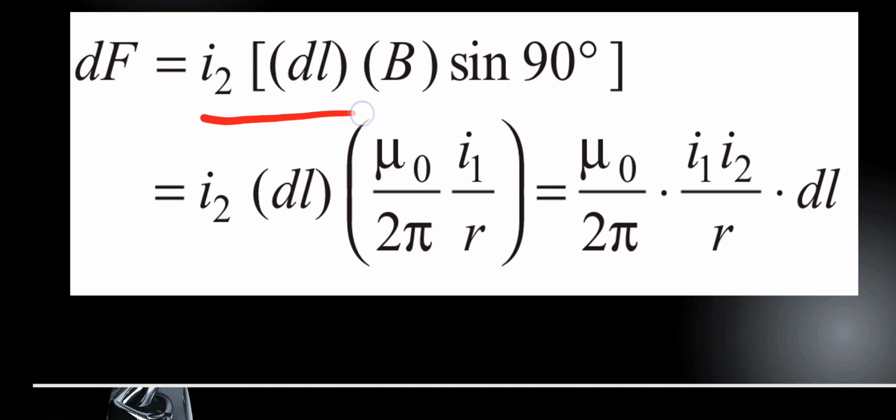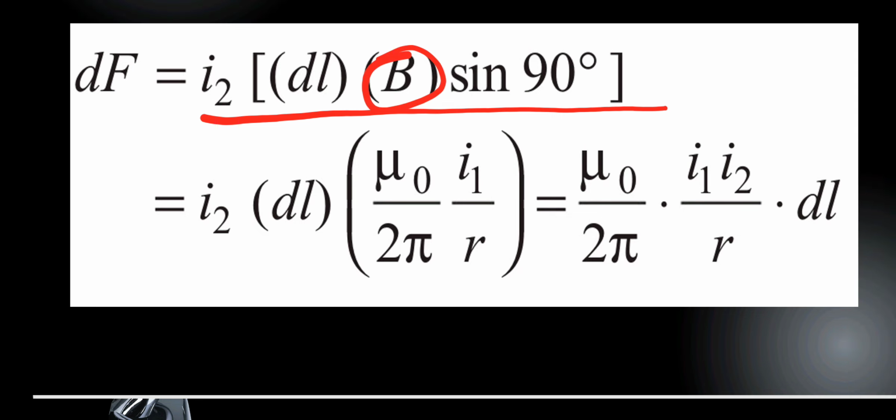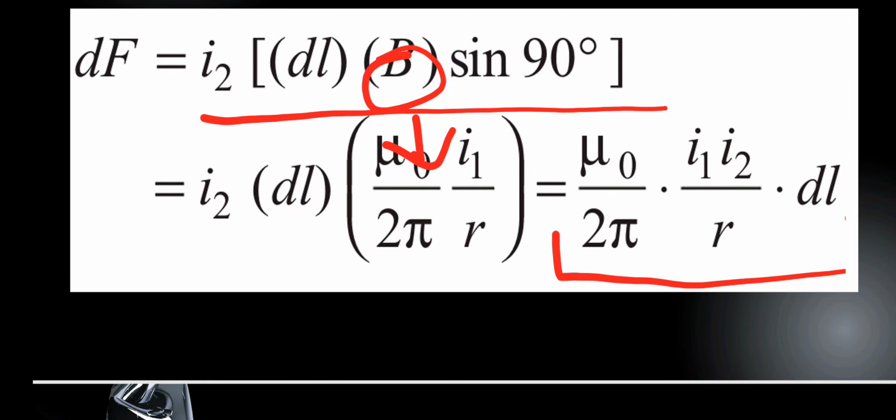Now in I2 dl B sin 90, we put B as mu 0 by 2 pi I1 by r, and we get the final expression mu 0 by 2 pi I1 I2 by r into dl. This is the magnitude of the force on wire 2 due to wire 1.